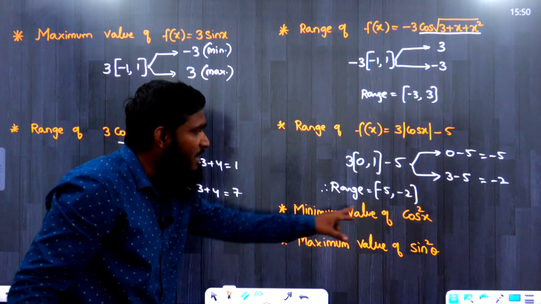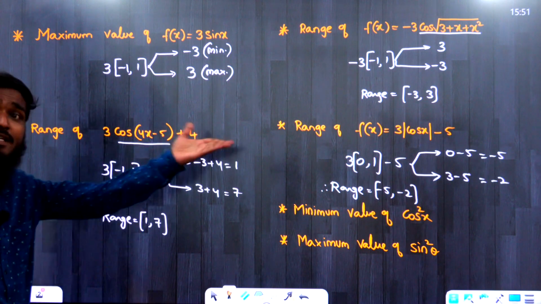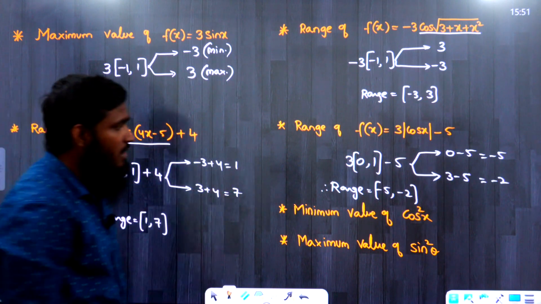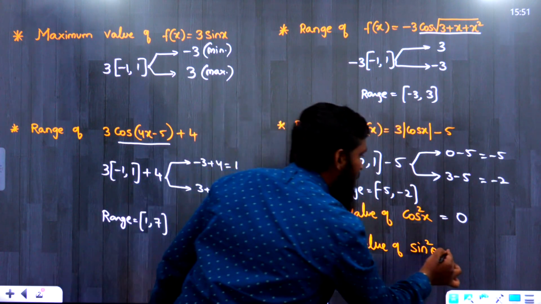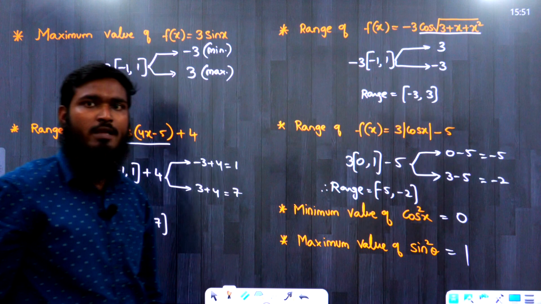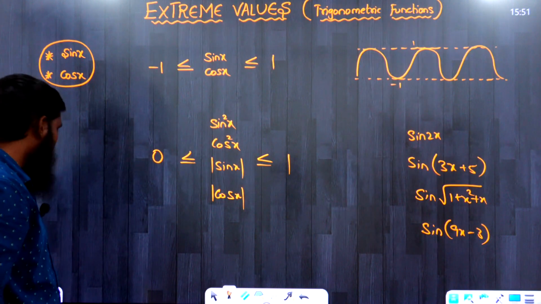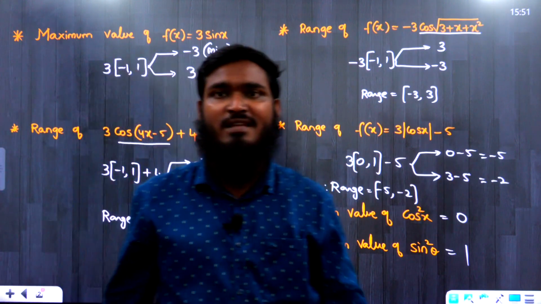Okay, next part, minimum value of cos square x. This is a direct question. What is the minimum value for cos square? 0. What is the maximum value for sin square? 1. So by using this concept, all these questions we have solved within a second.